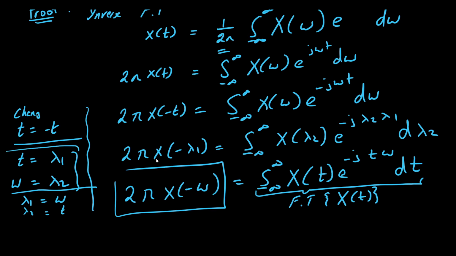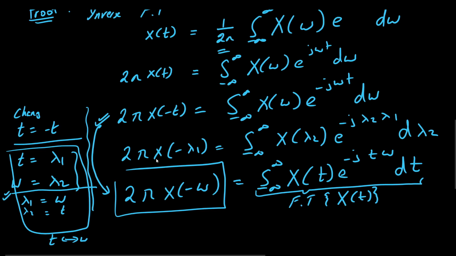Note that these two can be simplified. You can just directly change t and omega in this expression, which would eventually lead to the last expression. But anyways, sometimes it is simpler that you break it down to new variables lambda 1 and lambda 2 and then revert back to omega and t.